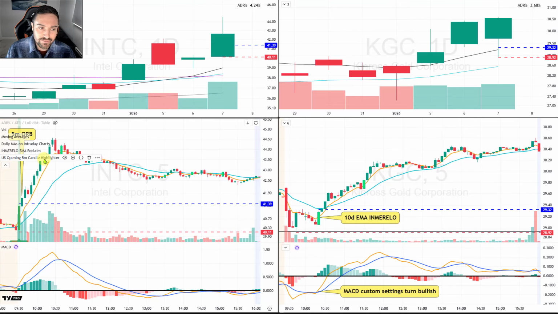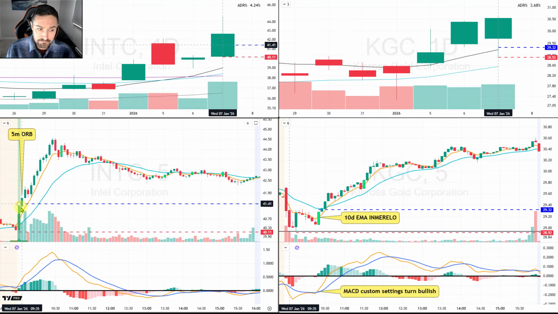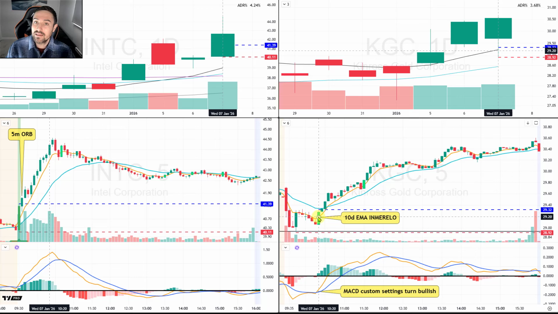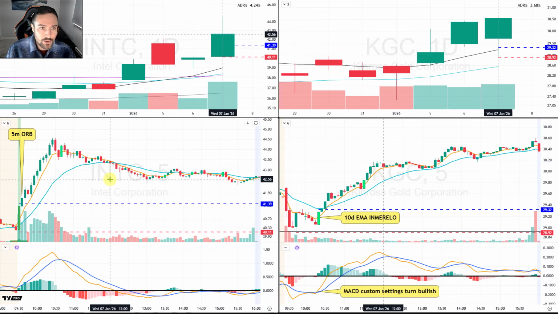If you search my name on TradingView, you'll be able to find them. So the US opening 5-minute candle highlighter, and that's the bar that you see there, and then the Immorello here for Kinross Gold occurs at 10:20 Eastern time. And if you want that indicator, it's the Immorello EMA reclaim, okay? So then you can see it's lighting up on the two indicators that I coded on TradingView. So let's go through Intel, okay?